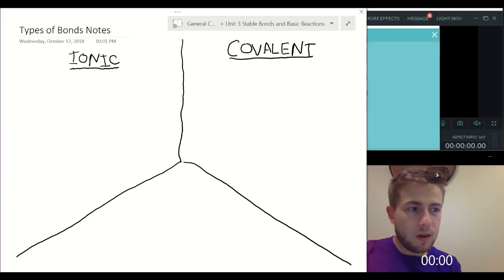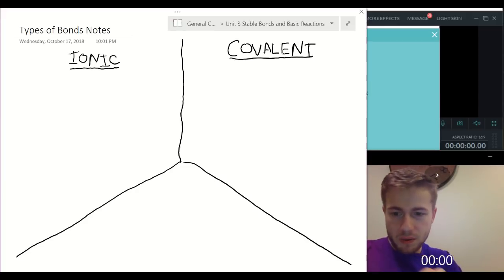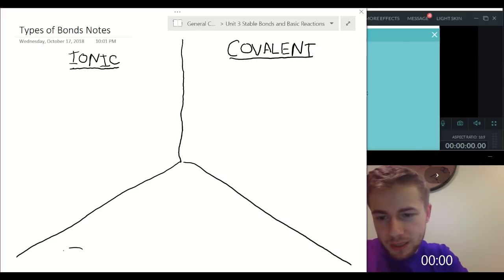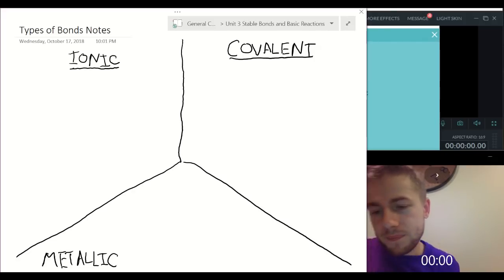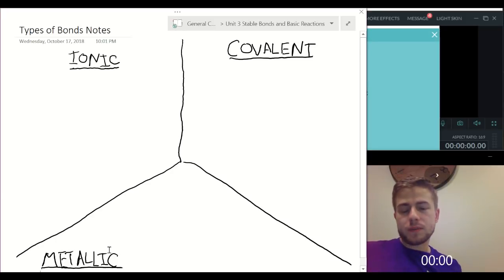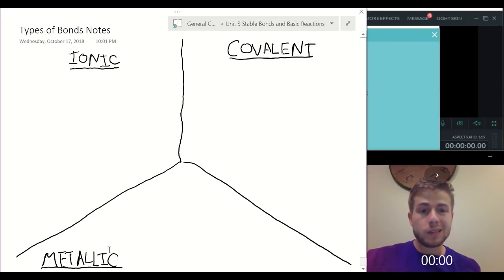Okay. And on the bottom here, you are going to title it Metallic. And I'm just going to put it down here in the corner so that it doesn't get in the way of me writing anything. So I'm just going to write down here Metallic. I'll give that an underline. Perfect.